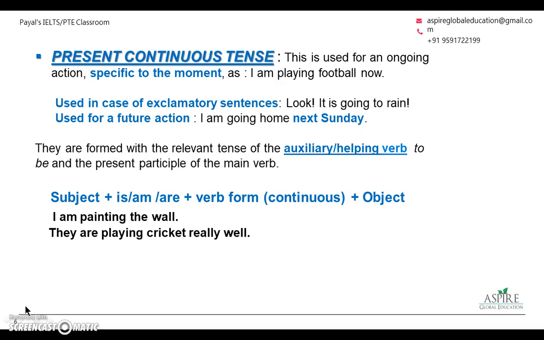Let's now discuss the second type of present tense, which is present continuous tense. This is used for the ongoing action specific to the moment. For example, I'm playing football now. I'm still painting the wall. It is also used in case of exclamatory sentences. Look, it is going to rain.